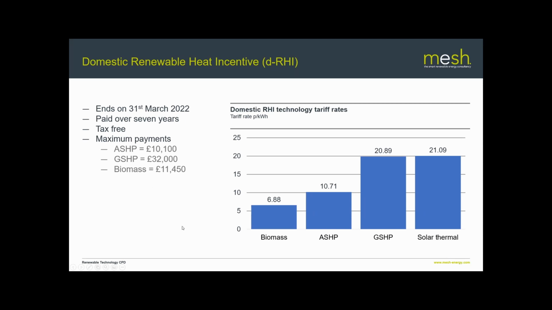Biomass maximum payments are a little bit lower than ground source. And solar thermal, although it has the most generous payment per kilowatt hour of heat produced, also has the lowest ceiling payment. And those payments have been set to try and reflect the cost of installation. So because a ground source heat pump is more expensive to install than an air source, it gets a more generous kilowatt hour by kilowatt hour payment, but also a more generous ceiling as well.